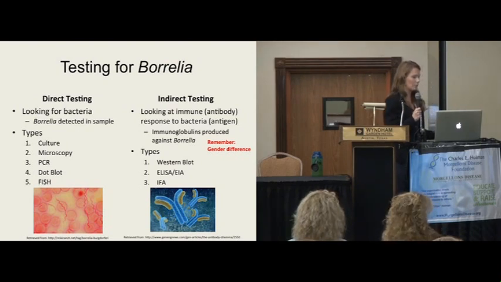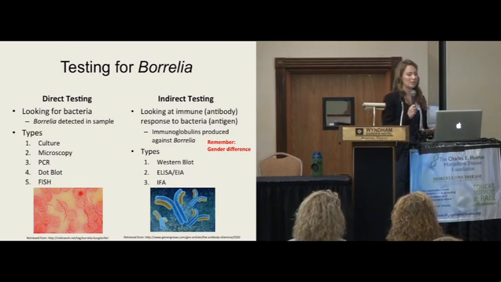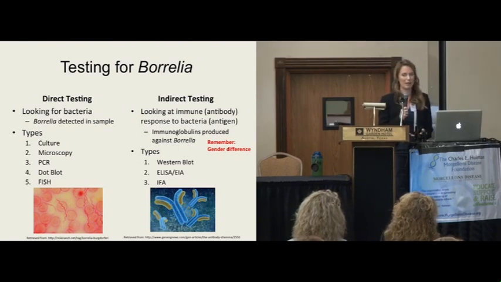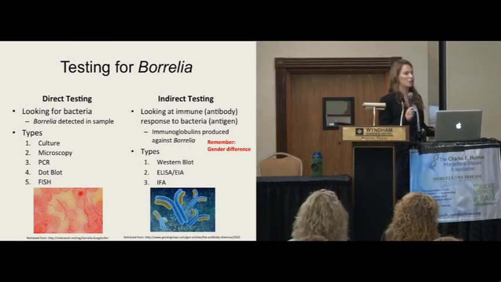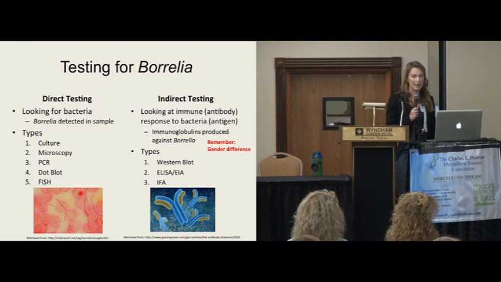These are just examples. Indirect testing, on the other hand, is looking at your immune response against that bacteria or antigen. So again, we're looking at antibodies. Think about the gender bias that's present in that. Types of indirect tests include Western blots, ELISAs, EIAs, or IFAs.